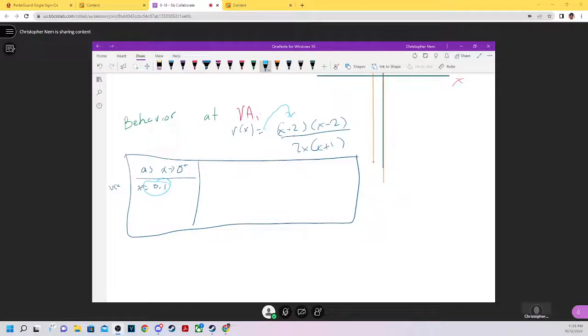That'll help us describe how my function will look, to see if it goes to positive infinity or negative infinity. If I get a negative value, it goes to negative infinity. If I get a positive value, it'll go to positive infinity. I can understand its behavior that way. So if I plug in 0.1 to my first factor, 0.1 plus 2, I get a positive answer.